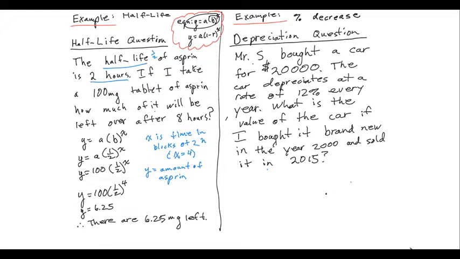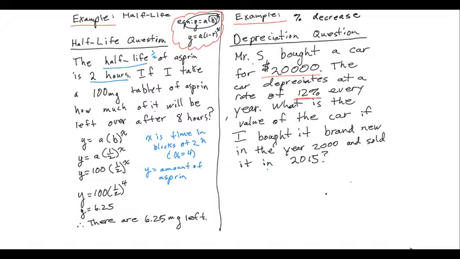Now let's talk about a car depreciation question. For a car depreciation question, you're going to use a problem that looks like this. If I know what my percent decrease is, what you need to do is use the percent decrease with this equation here. So first of all, let's go over the problem and I'll underline all the important parts. Mr. Simpson bought a car. I started with $20,000 for the value of my car. The car depreciates at a rate of 12% every year.